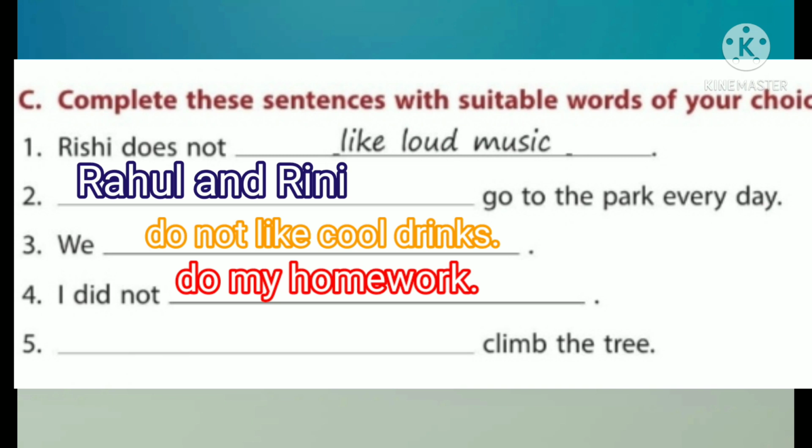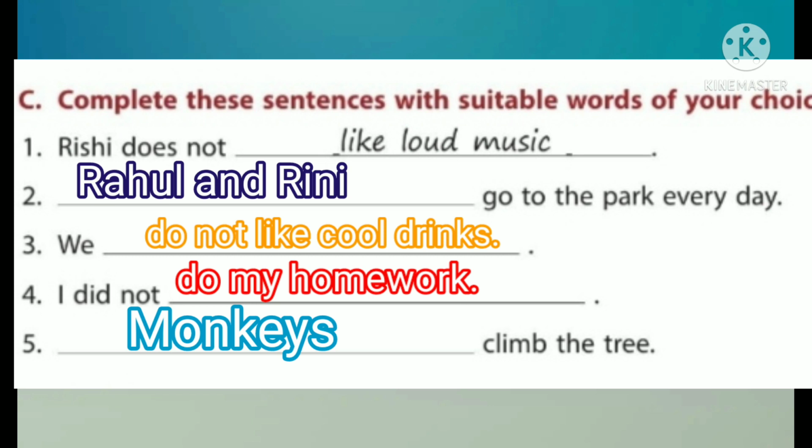Question number 5. Dash climb the tree. You have to write subject. And the verb is climb. Climb is plural verb. So you have to use plural subject. So what can you write here? Yes, monkeys. Monkeys, plural subject. Monkeys climb the tree. Okay, so my dear children, you can write your own answers here.